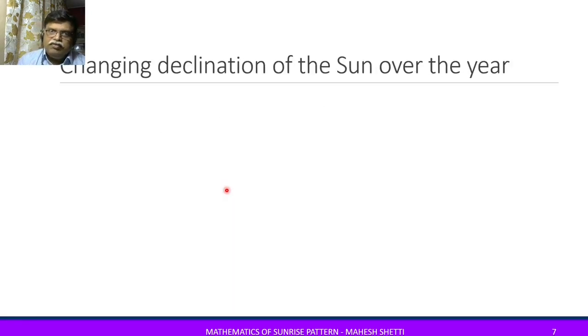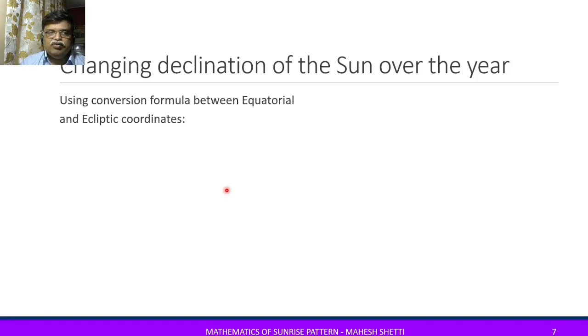Now, we will see how declination of the sun changes over the year. So, there is a way you can convert the coordinates which are used in equatorial coordinates and ecliptic coordinate. What is equatorial coordinate? The angle measured from the equatorial plane, and ecliptic coordinates are the angles measured from ecliptic plane. So, there is a relation which can be given like this: sin delta is sin beta cos epsilon plus cos beta sin epsilon sin lambda, where delta is the declination, that is angle measured from equatorial plane.